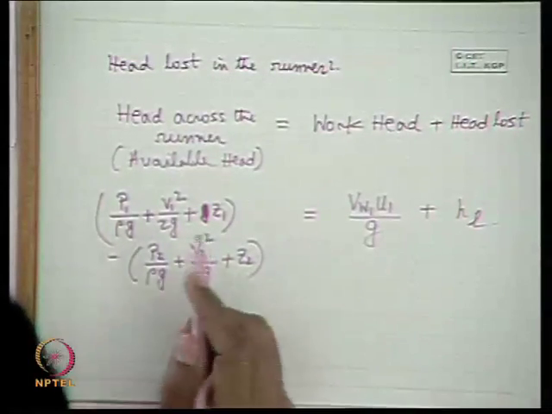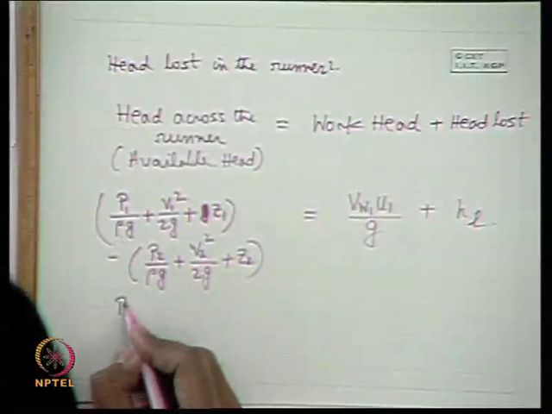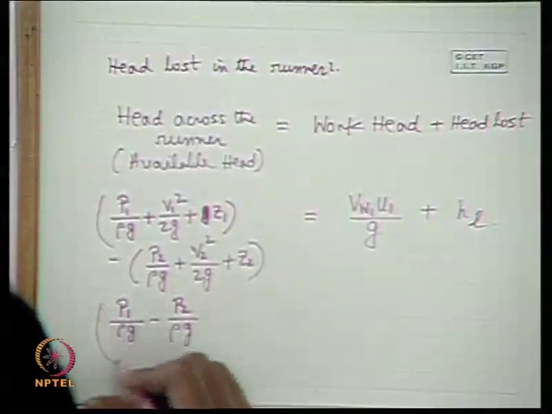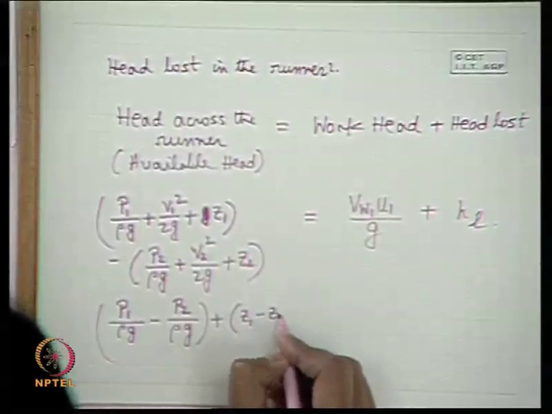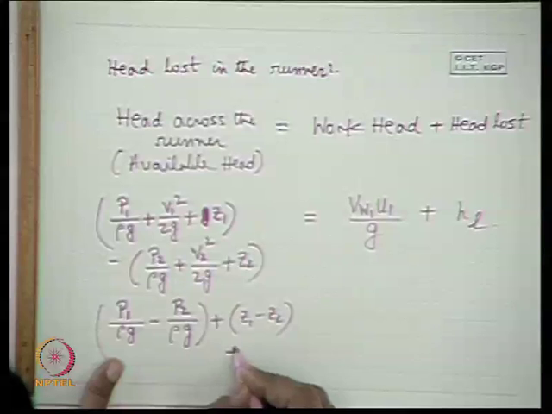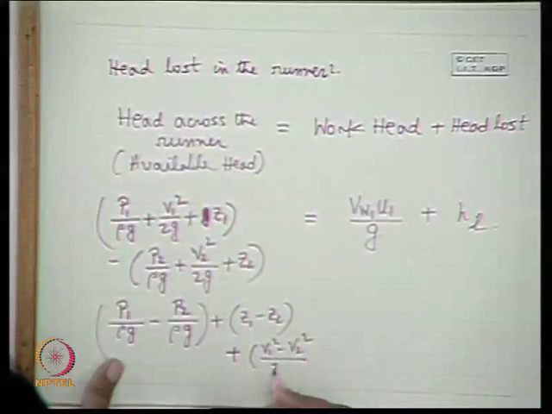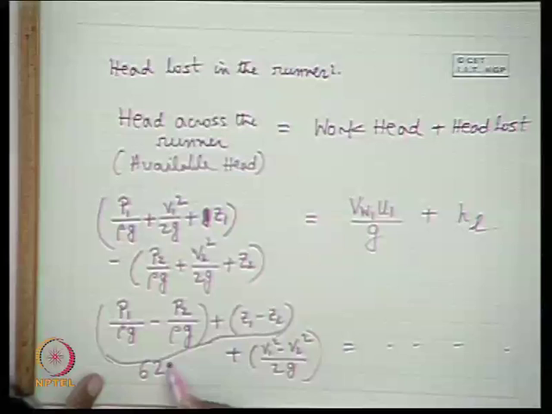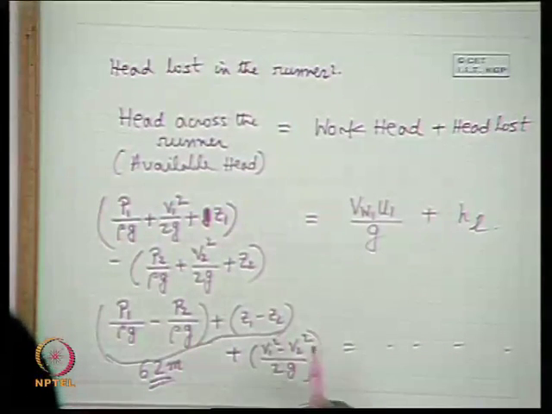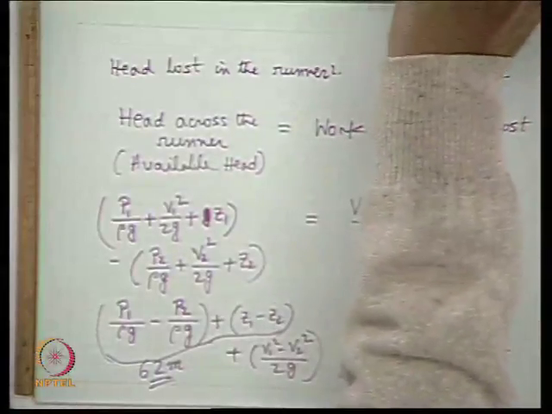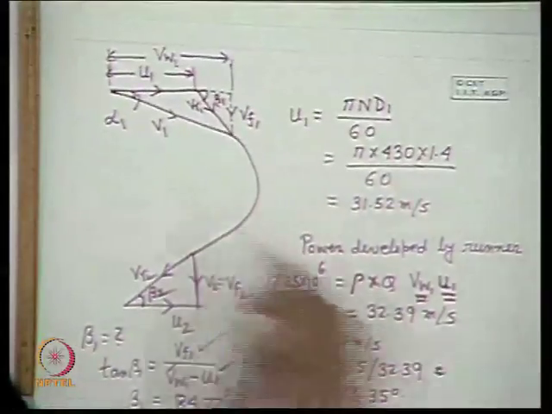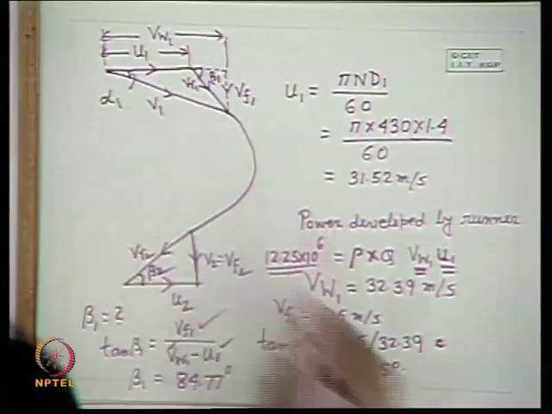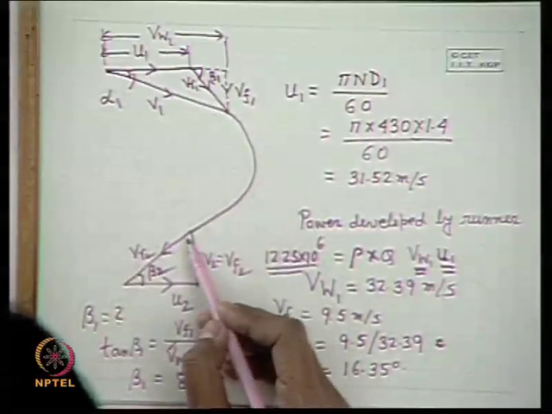So, we can find this out in a different way. We know P1 by rho g minus P2 by rho g plus Z1 minus Z2. Rather, we can take P1 by rho g plus V1 square minus V2 square by 2g is equal to the right hand part, which remains the same. Now, this is given as 62 meter. So, this part we can calculate from our velocity triangle. We have already calculated V1, have we not? So V1 we have calculated. So we know the value of V1, and we can calculate V2 also.